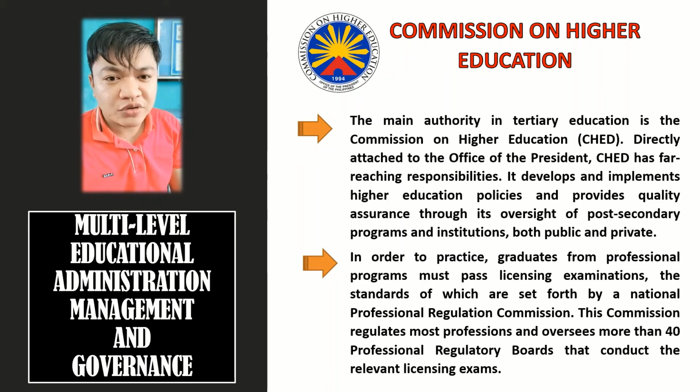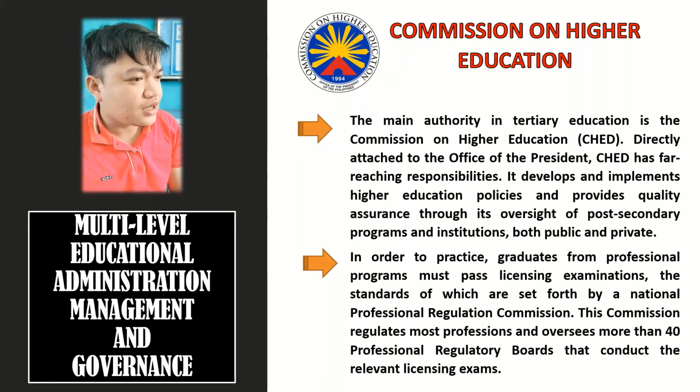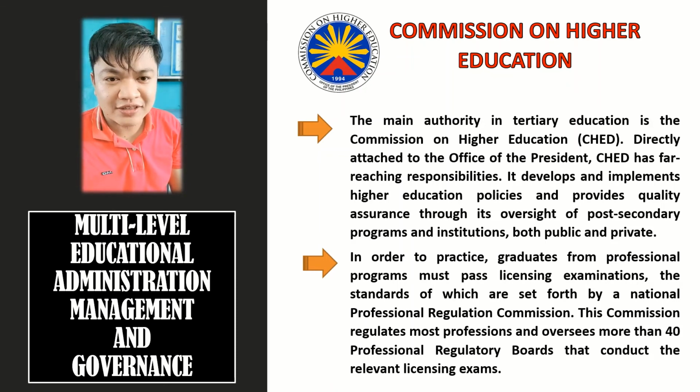The Commission on Higher Education sets minimum standards for academic programs and the establishment of new higher education institutions. It also suggests funding levels for public higher education institutions and determines how higher education institutions can use these funds.